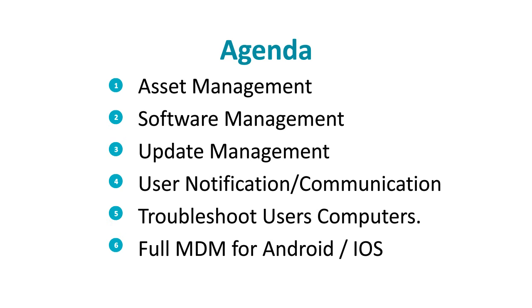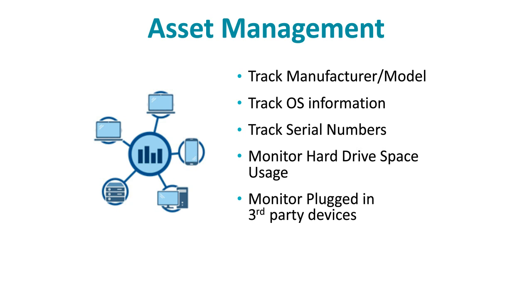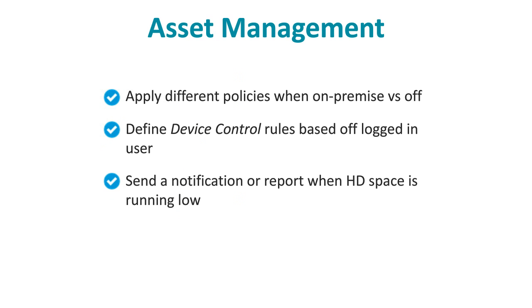So first, with asset management, the ESET management server has the ability to track different criteria such as manufacturer and model, the OS information, serial numbers of computers, monitor things like plugged-in third-party devices or hard drive usage. So what this allows you to do is some things like apply different policies for computers that are on the network or off the network, or define device control rules based off the logged-in user.